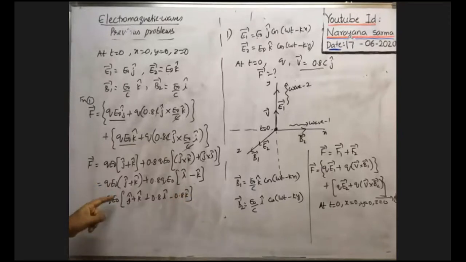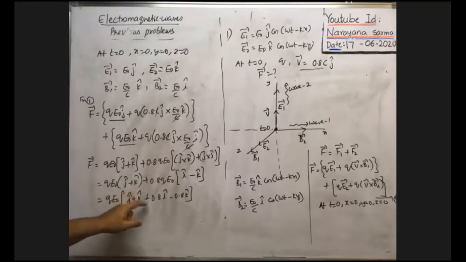Okay, Q E naught is taken common in both the terms. Then the remaining is J cap plus K cap plus 0.8 into this one, that means 0.8 into I cap minus 0.8 into K cap. Now we simplify that.